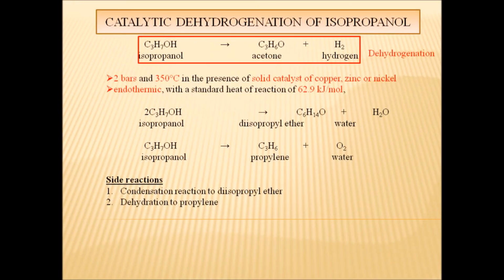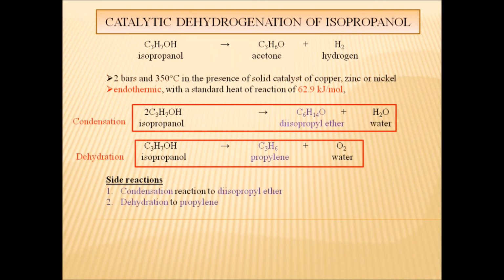The catalytic dehydrogenation of isopropanol occurs at 2 bars and 350 degrees Celsius in the presence of a solid catalyst of copper, nickel, or zinc. Side reactions of condensation to diisopropyl ether and dehydration to propylene can also occur to a small extent. This reaction is endothermic with a standard heat of reaction of 62.9 kJ per mole.